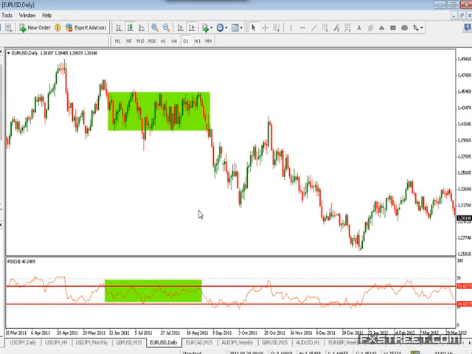Your entries are to be decided on price and only price action. Your indicators are just that, folks. Indicators, they are not confirmations. Alright, so that was about one more practical use of an indicator.